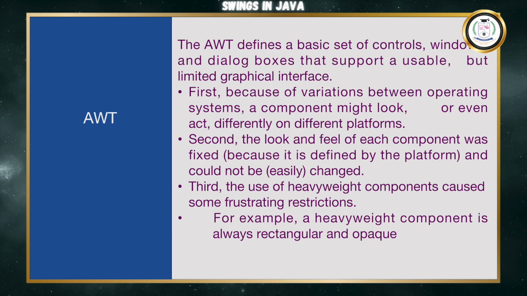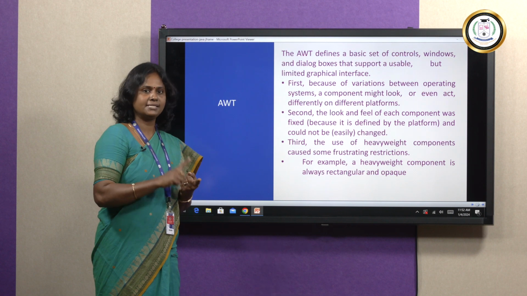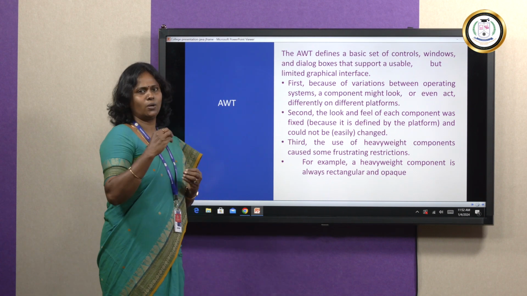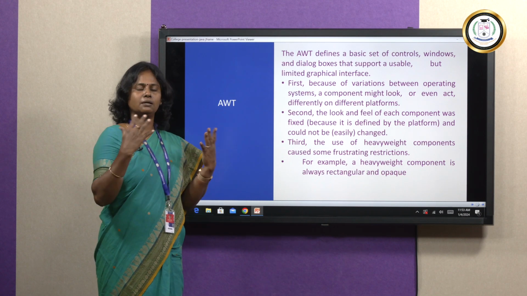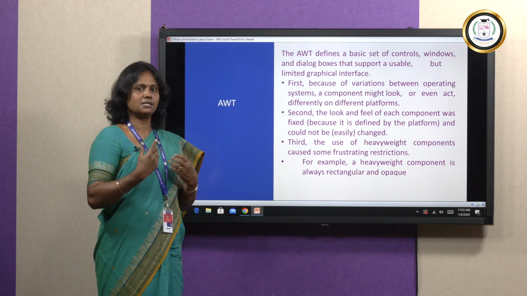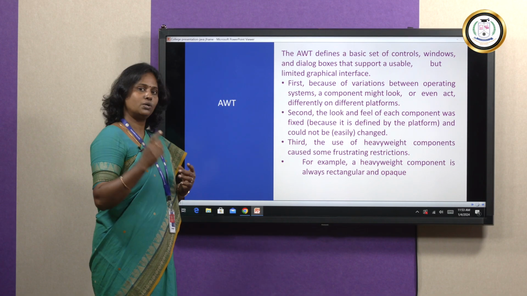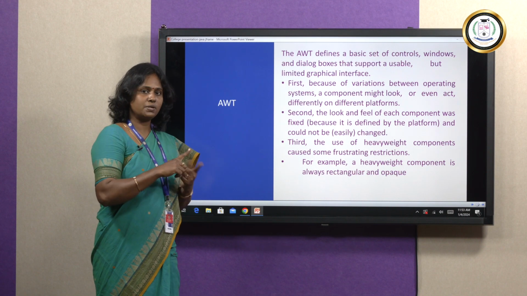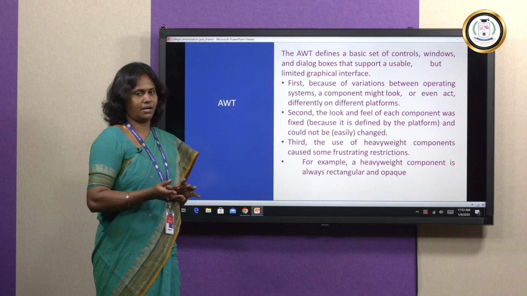So in AWT, the first problem is that it is operating system dependent. What is the second one? Look and feel. What is the meaning of look and feel? What we are looking at, whatever we can perform with our GUI. It is user flexibility, but the look and feel is comparatively less because it is platform dependent. But Java is platform independent. What is the meaning of that? Write once, run anywhere. But in AWT, we can write, but we cannot run anywhere. So that is the second point.